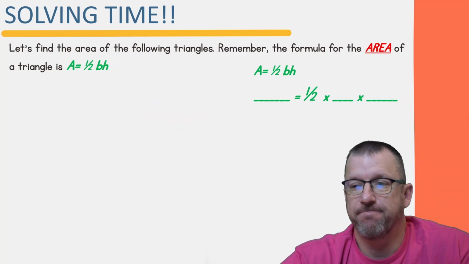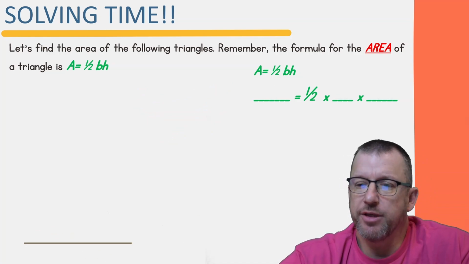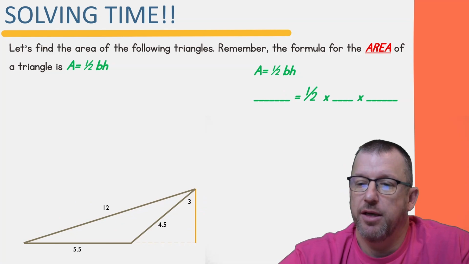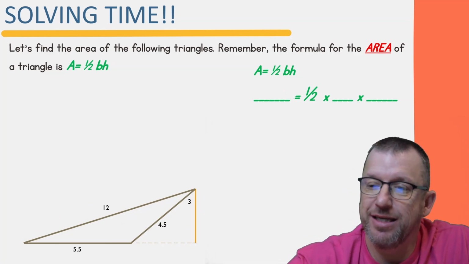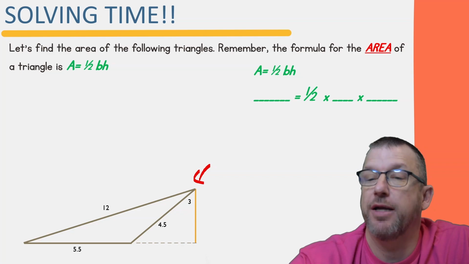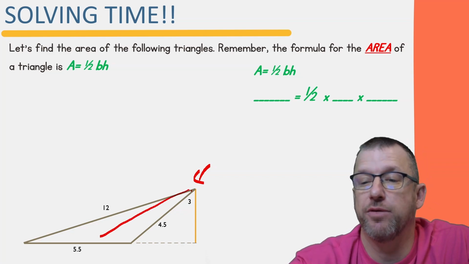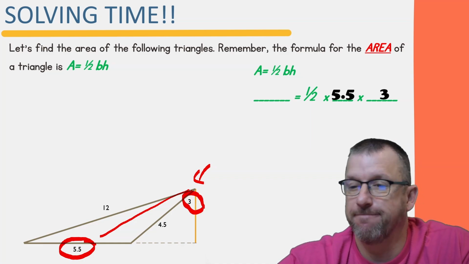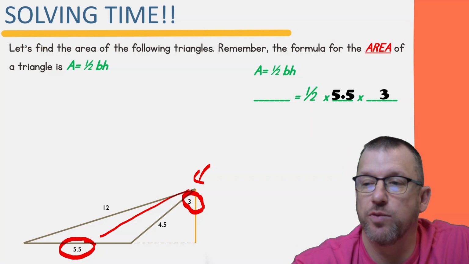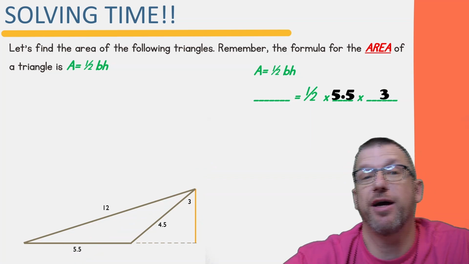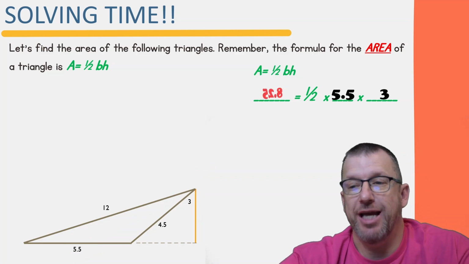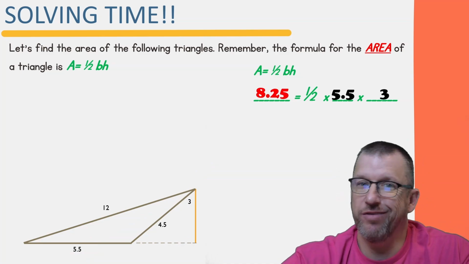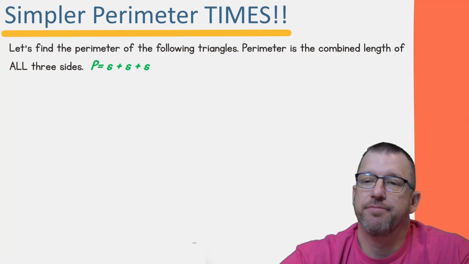Here's that tricky one. Okay. So here is our triangle. And we're knowing that this is the height right here, right? So where's the opposite angle of that? Or opposite side of that? It's right here. So there's our base. Here is our height. We plug those numbers in, right? And then we go to our calculator and say, what is 1/2 times 5.5 times 3? And we get 8.25. And that's how you solve area of a triangle. Pretty groovy, huh?